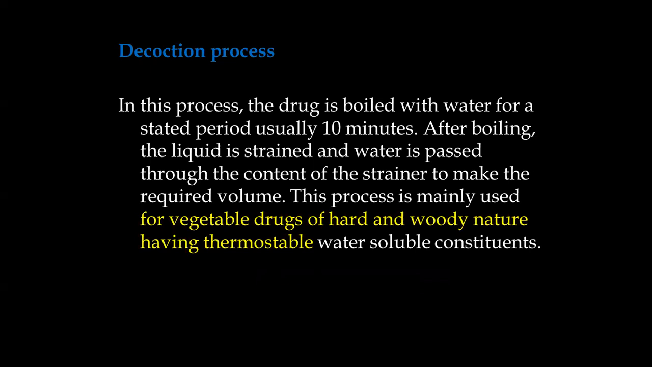That is the only difference between infusion and decoction: in infusion it's 15 minutes and in decoction it's only 10 minutes. After boiling, the liquid is strained and water is passed through the contents of the strainer to make the required volume. This process is mainly used for vegetable drugs, hard and woody in nature, having thermostable, water-soluble constituents.